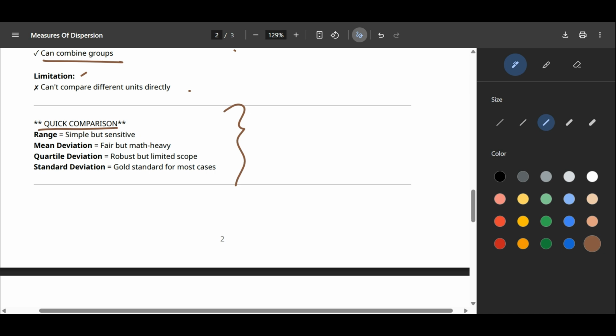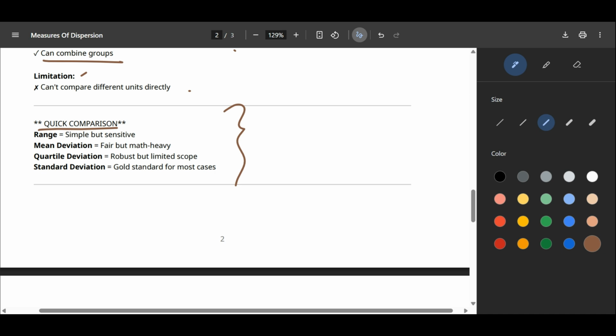So that's a wrap up for part 1. We have covered the A to Z of dispersion from the simple range to the powerful standard deviation. Now, I have a question for you. Which measure do you think is the most underrated, the simple range or the stable quartile deviation? Let me know in the comments.